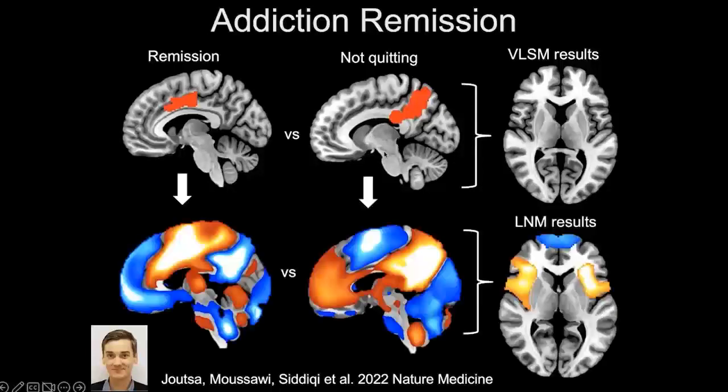Next slide. But when Juho turned each one of these lesions into a network and said, show me the set of brain regions that each lesion location is connected to, and then said, are there any connections significantly associated with loss of addiction, then he got significant findings.